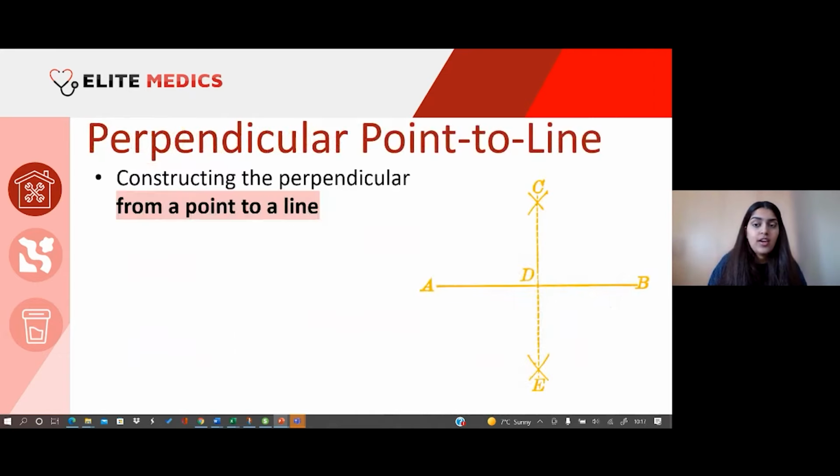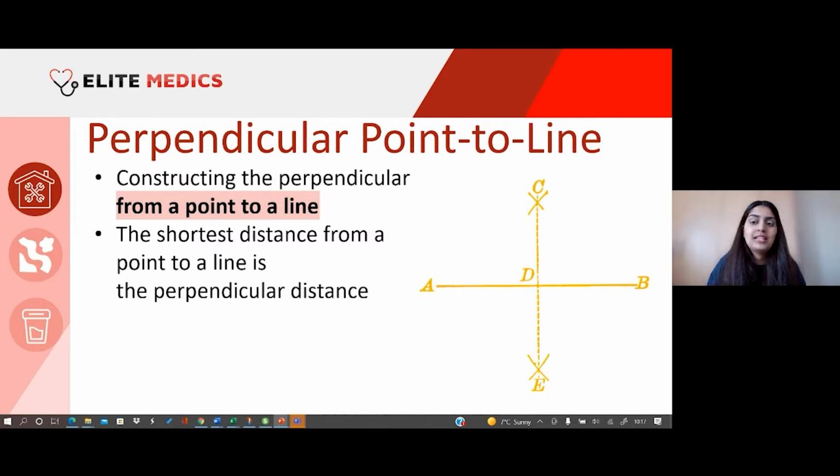So we construct a perpendicular to a line. You can see here I've got a line AB, and I want to draw the line C, which is perpendicular to AB at the point D. Okay, so the shortest distance from a point to a line is obviously the perpendicular distance, right?